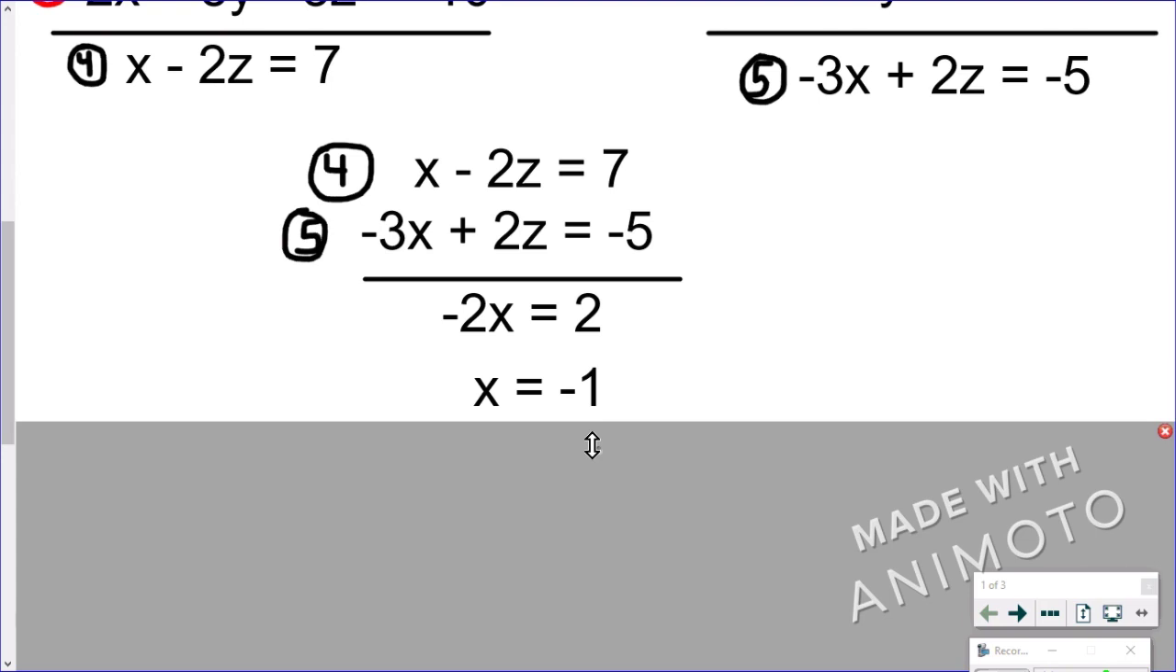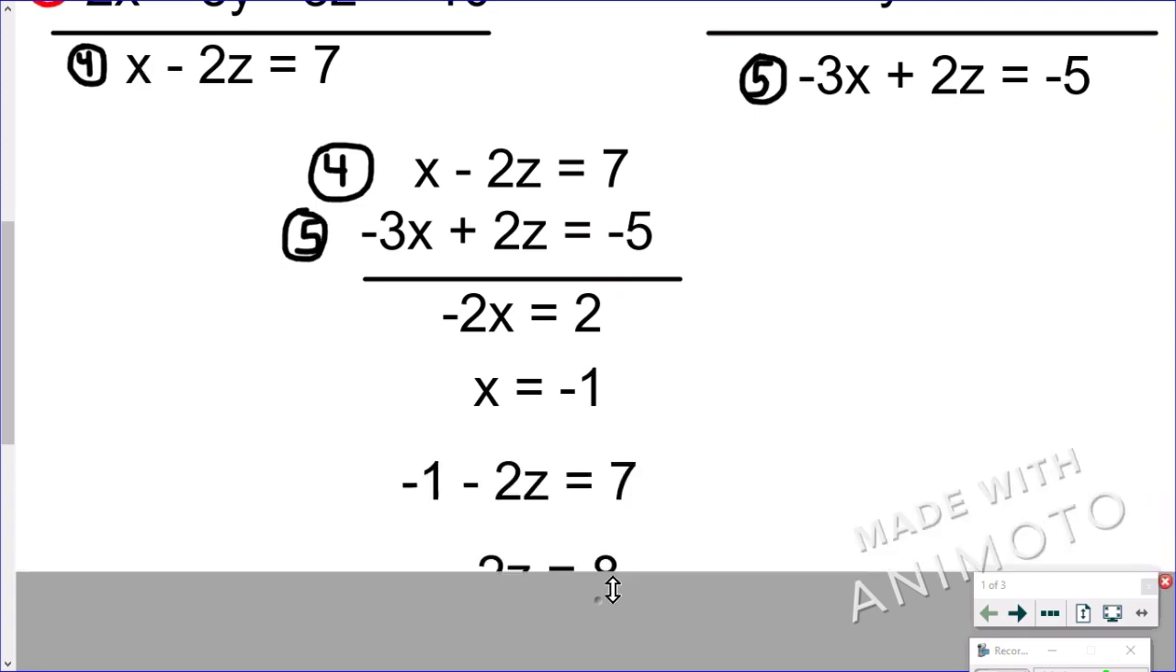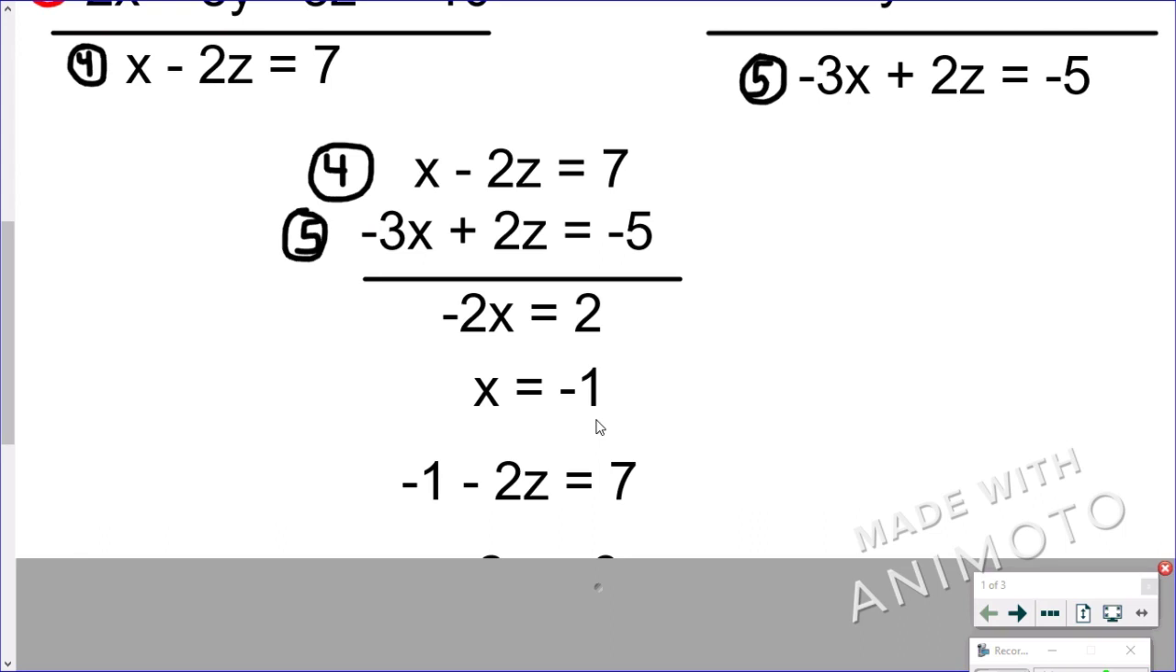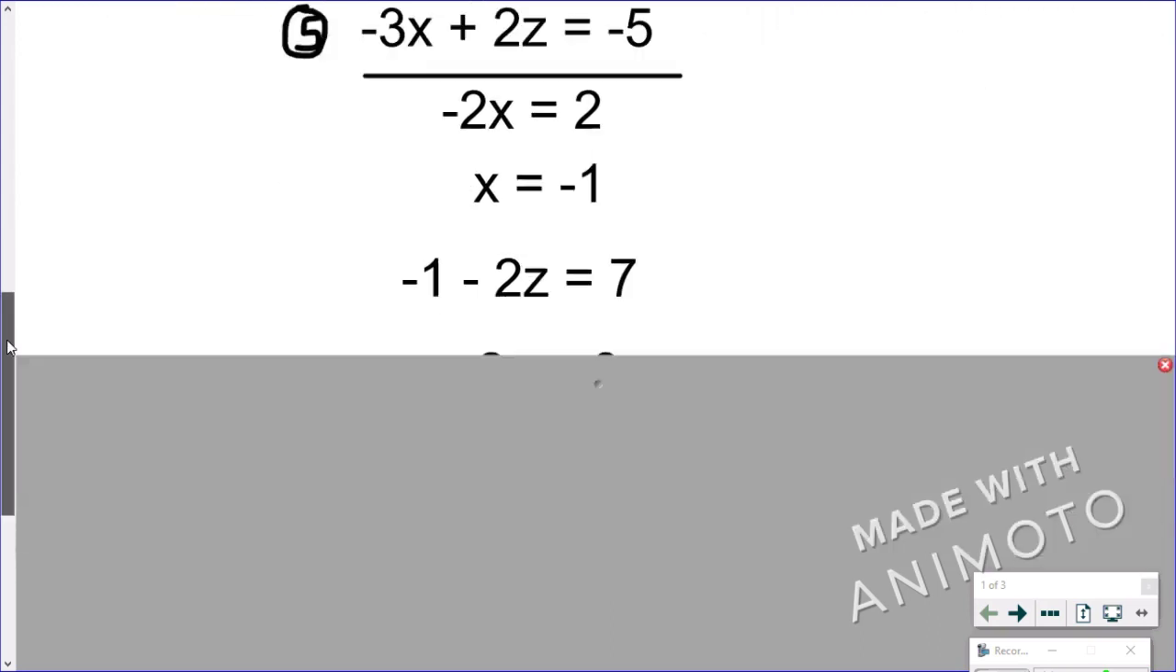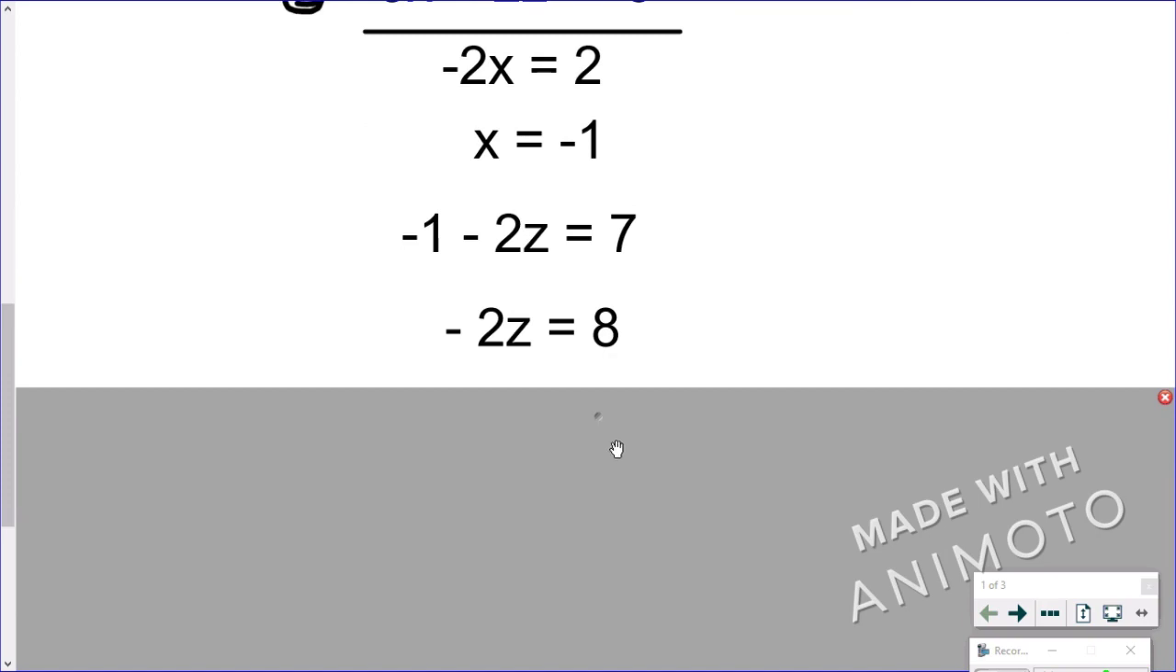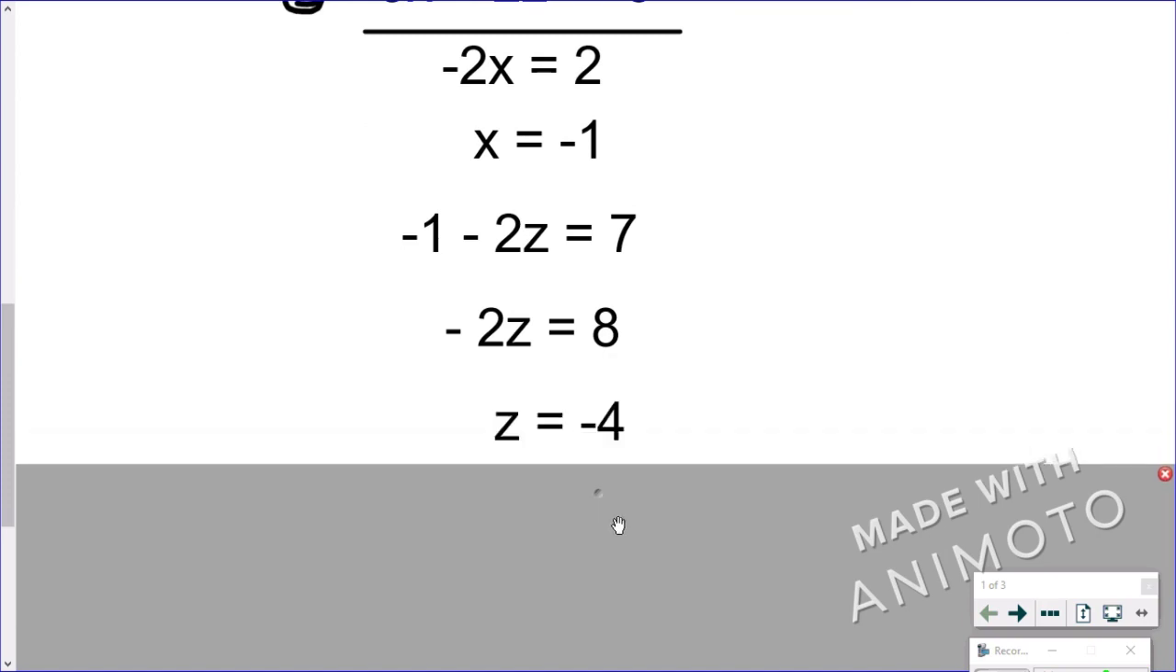Now again, just like with the last lesson, in order to solve the system, I need to know both variables x and y. Or in this case, to solve this system, I need to know all three variables, x, y, and z. So once we get x, we have to plug it back into either equation 4 or 5. It does not matter. It just has to be one of the two variable equations. Since x is negative 1, I'll plug it in. I think I plugged it in for 4 here. Yep, and I got negative 1 minus 2z equals 7. So I solved for z, added 1 to both sides, got negative 2z equals 8, divided by negative 2, and we get z equals negative 4. So now we have x equals negative 1 and z equals negative 4.